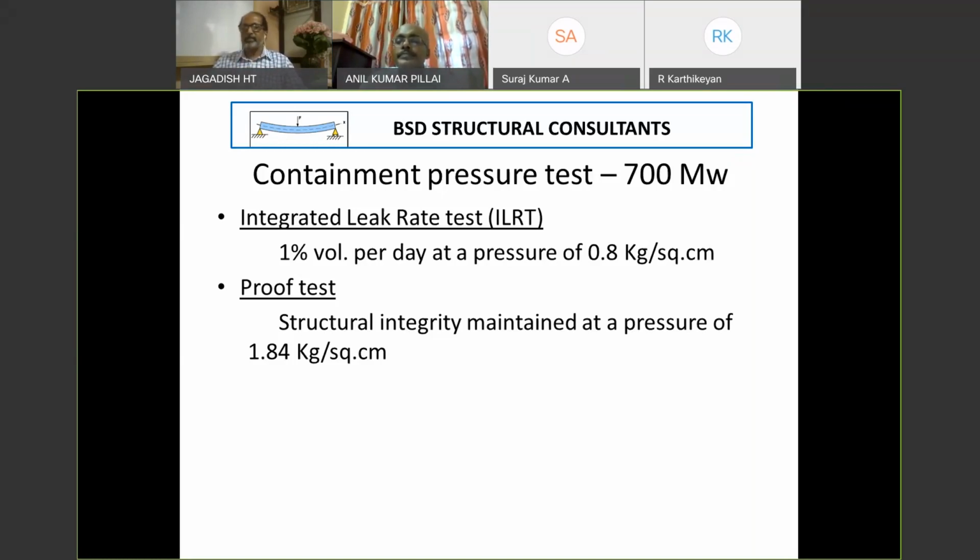Now, why the pressure has come, how it comes? The first one we call it as integrated leak rate test, ILRT. In a reactor building, let's say an incident happens. An incident, let us say, is called LOCA. LOCA full form means loss of coolant accident. Loss of coolant accident means the coolant gets drained out from the pipe, and the reactor starts heating up.